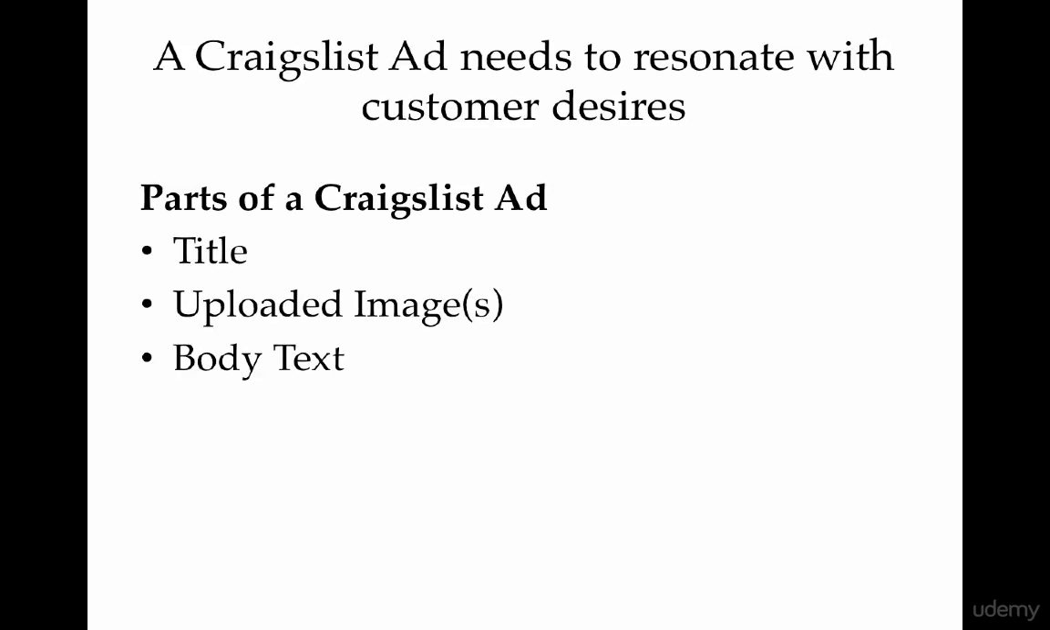As you may know, there are three parts to the Craigslist ad. There's the title, the uploaded images, and the body text. Those are the three opportunities to really attract your customers. The title is sort of like the billboard or the commercial or the magazine ad. It's what gets people's attention when they're looking through the listings. But once you get them to click, the uploaded images and the body text are your opportunity to get them to call or email you.